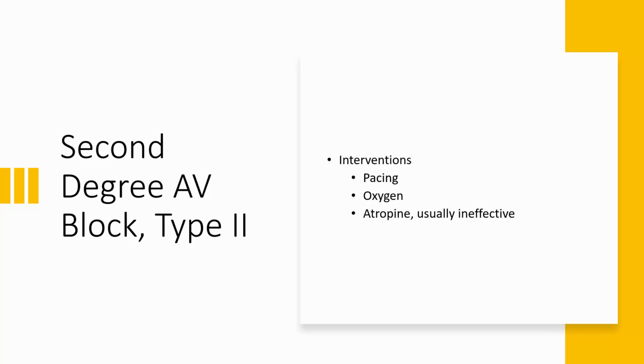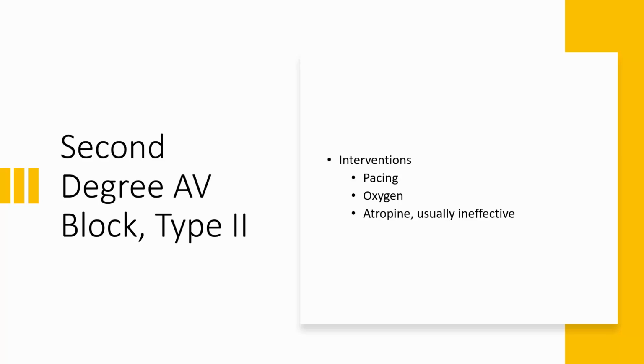So currently what we do for a second degree type 2 is we give them oxygen because we know that they don't have enough circulating oxygen. A lot of times we still try atropine, but it's usually ineffective, because of the location of the block. Atropine does not tend to work too well on that. And then we will put them on an external pacer. We also call it pacing. That's just terminology you'll hear in the clinical setting. But essentially, what we're doing is trying to regulate their heart rate.